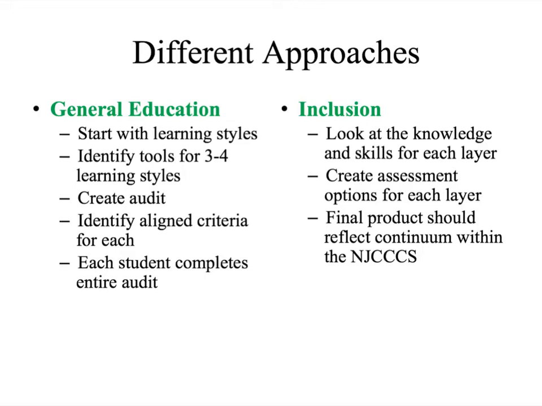Now, on the inclusion side of things, it's a little bit different, right? Now, we're assuming you've already differentiated in phase one of your unit. So you have your knowledge and skills and your standards unpacked, broken into tiers. So you're going to start by looking at the knowledge and skills for each tier or layer or whatever you want to call it. And you're going to create a different assessment for each tier or layer. Now, these assessments are going to be different, and they're going to assess different knowledge and skills, but all of them will be within a continuum that's under the particular standards that are in your unit.